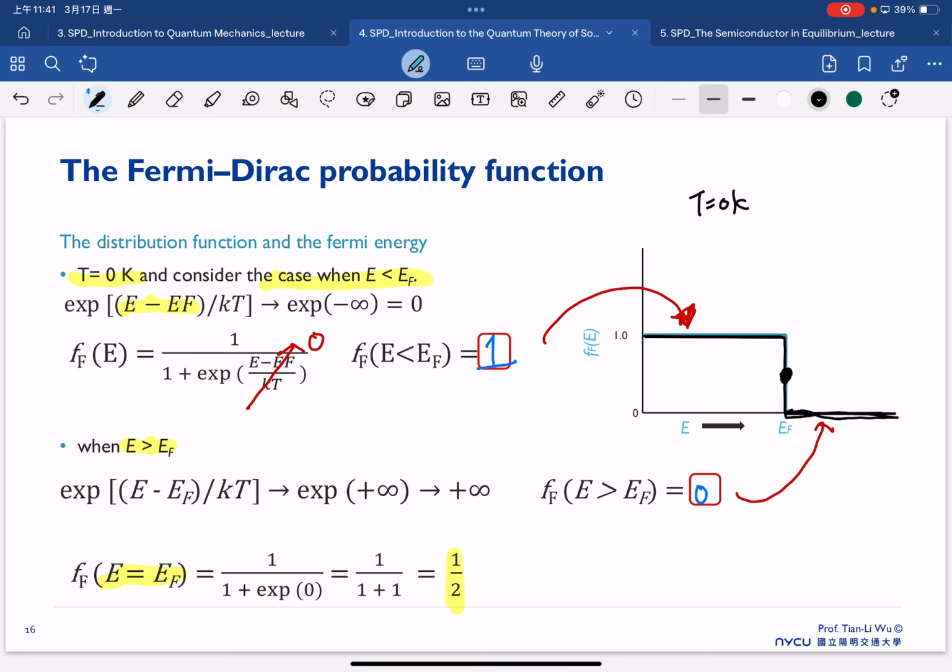This just tries to help you get a sense of this probability function. That means when the energy is smaller than the Fermi energy, the probability is 100%. When the energy is larger than E_F, the probability is 0%. And when E is equal to E_F, it is equal to half, 0.5. So the calculation for the Fermi-Dirac probability function is very simple.